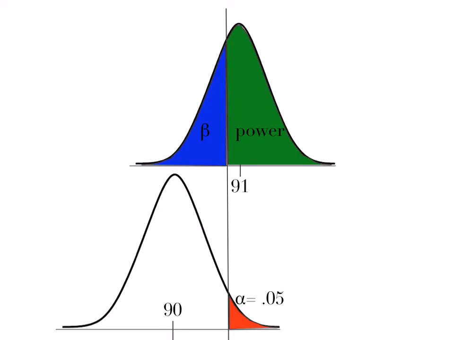So here are those exact same kinds of graphs pulled apart instead of on top of each other. Instead of physically on top of each other, I've pulled them apart so you can see, again, by setting alpha at 0.05, we set beta on that distribution of means, and then power is subsequently set from that.